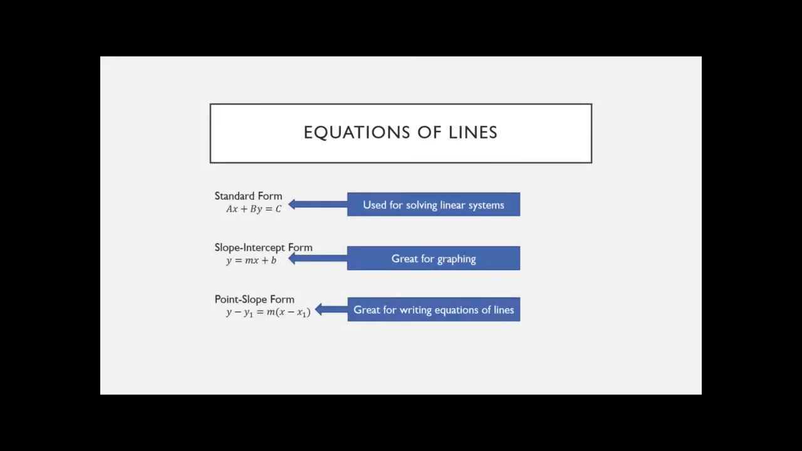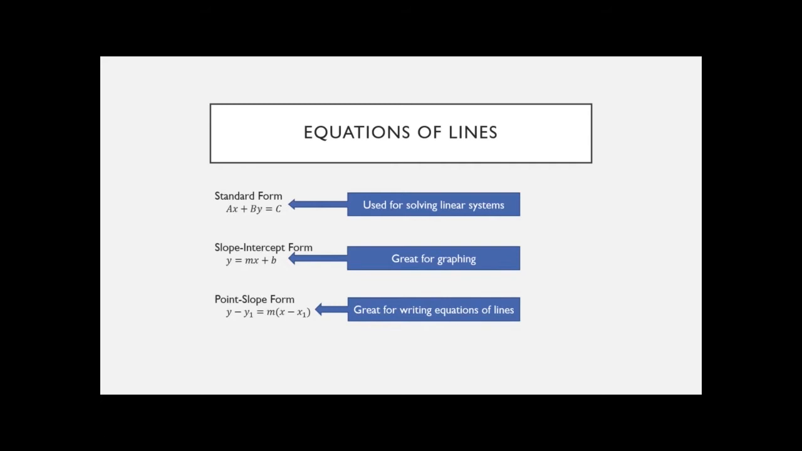So for equations of lines, we basically have three different ways you can write the equation. There's standard form, where you have your x and y on the same side, and that is used when we solve something called linear systems. That is not something we're covering in this class. That is covered at the very end of college algebra and is focused on in pre-calc. We have slope-intercept form, which is the best form for graphing because it's really easy to see how much it's changing by. You can see where it crosses the y-axis, so that makes it really easy for graphing.